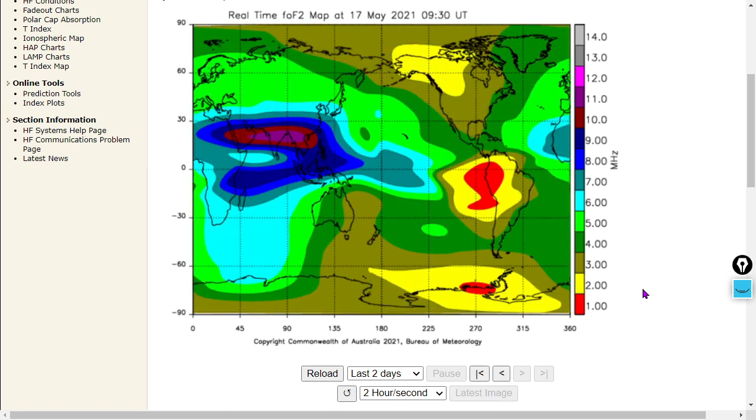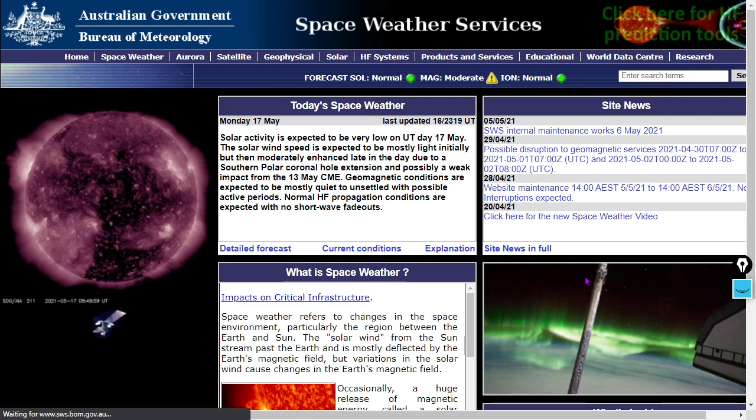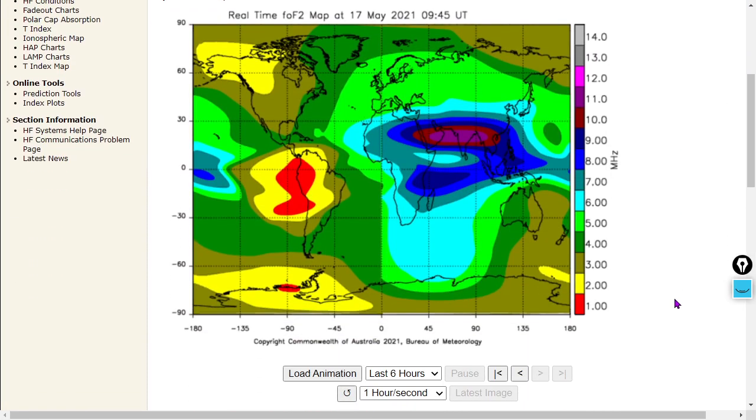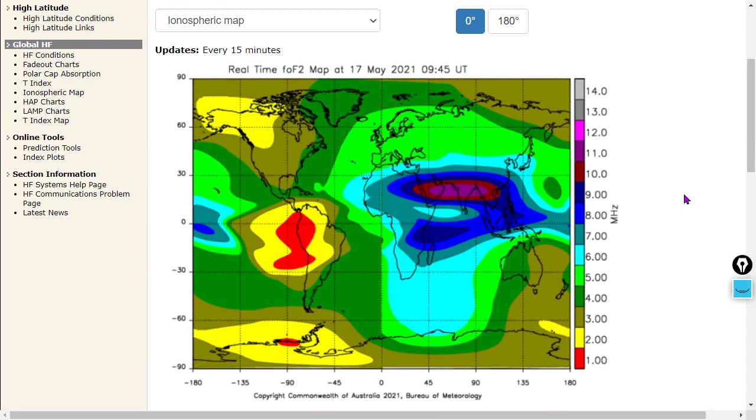So here is the latest image. That is 9:30 Universal Time. And normally we do have the map centered on the prime meridian. So if you think it looks weird, it's because I had it centered on 180 degrees instead of 0 degrees longitude.